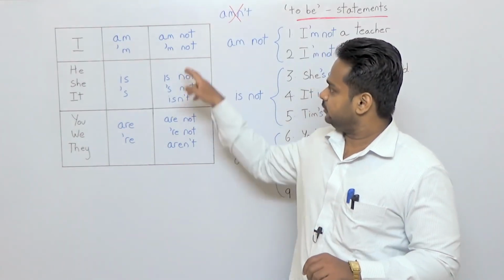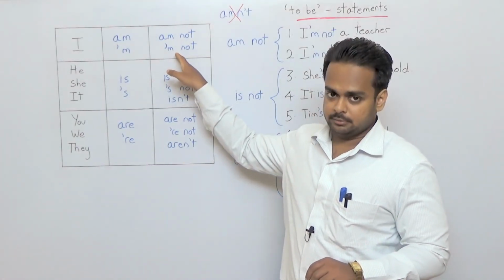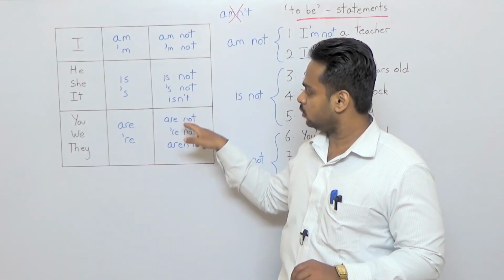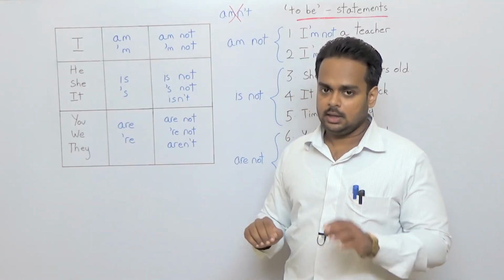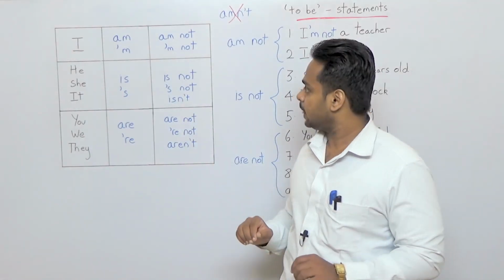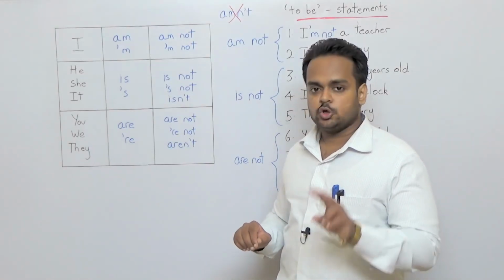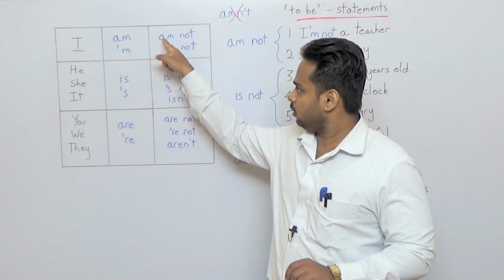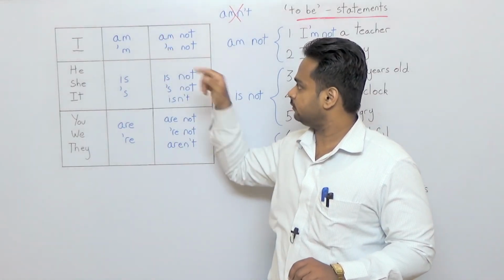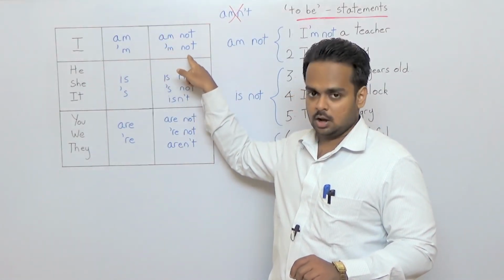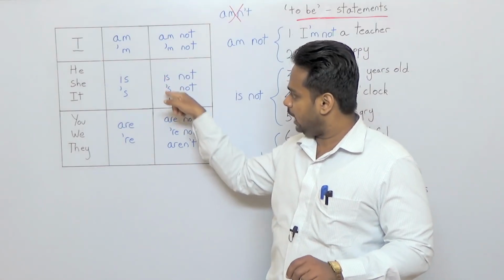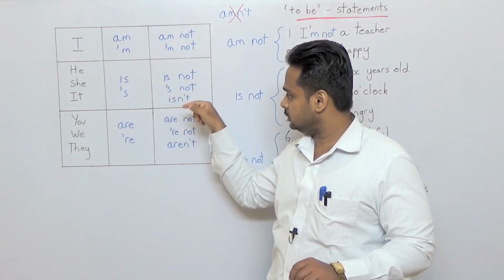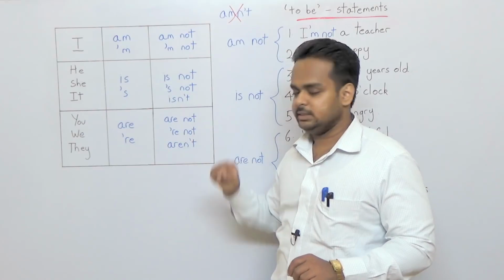You will notice that there's only one short form here for am, but there are two short forms for is and are. And I will tell you why that is. Now to make a short form, you can do it in two ways. The first is to remove the first letter and put an apostrophe. So apostrophe M not for am not. You remove the I, so apostrophe S not, and apostrophe RE not.